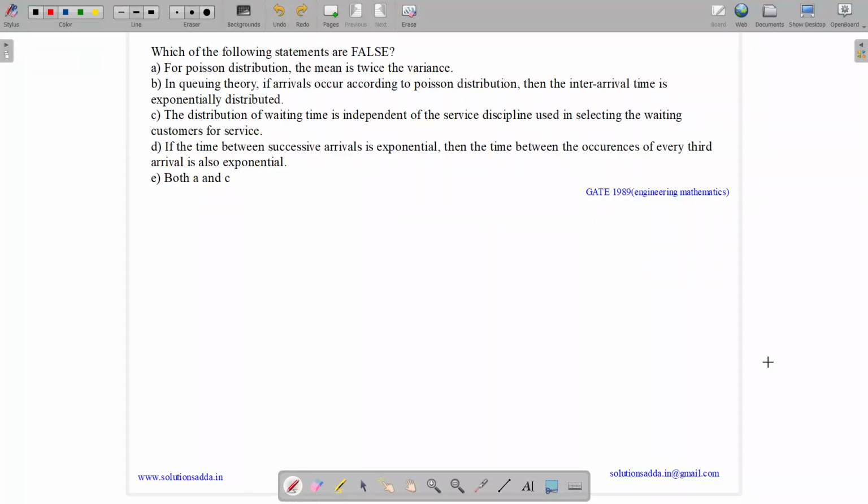This question belongs to engineering mathematics subject from the topic probability and was asked in GATE CSE 1989. So the question states, which of the following statements are false? For Poisson distribution, the mean is twice the variance.